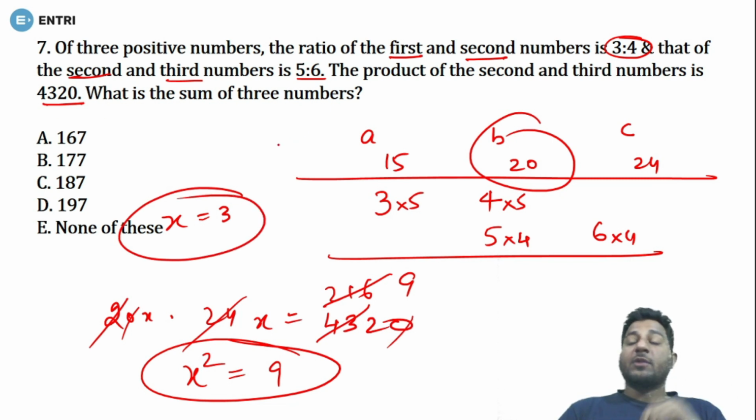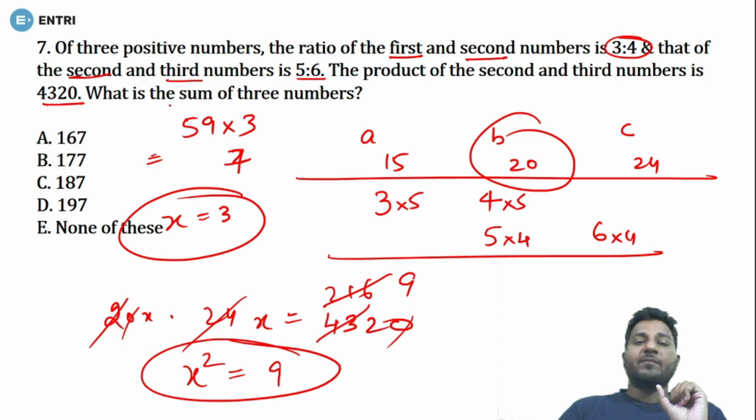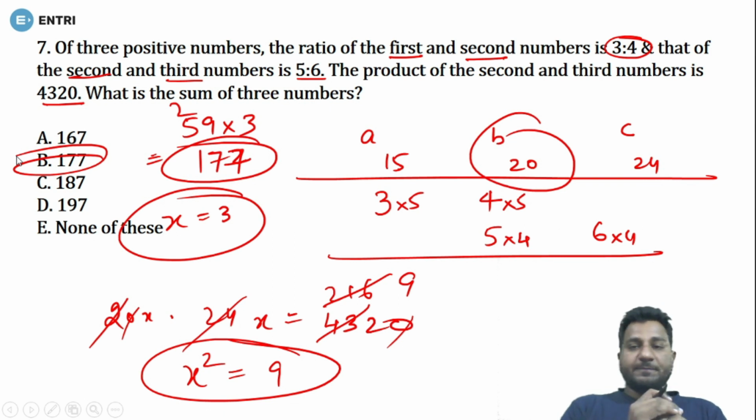Now they are asking about the total sum of the three numbers. Look, 15, 20 and 24 add up to 59. So it will become 59 multiplied by 3: 3 nines are 27, 3 fives are 15, and that gives 177. So 177 is the clear answer.